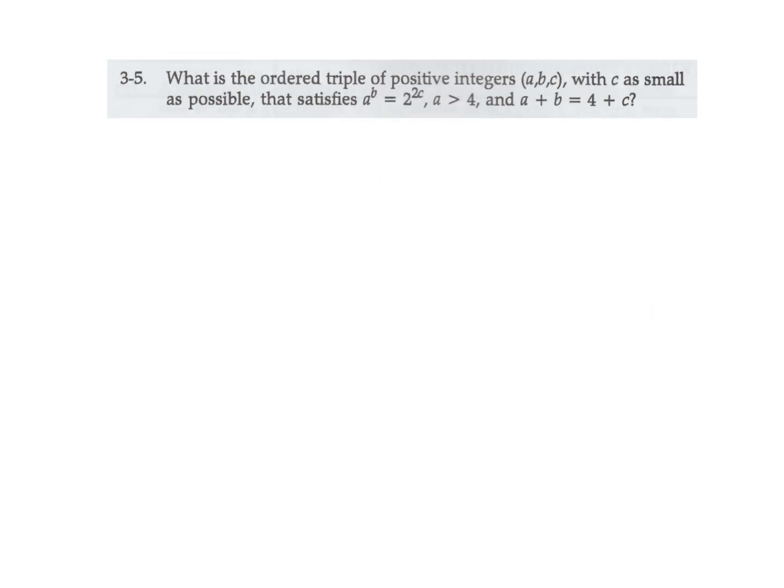What is the ordered triple of positive integers A, B, C with C as small as possible that satisfies A to the power of B is 2 to the power of 2C, A is greater than 4, and A plus B is 4 plus C?